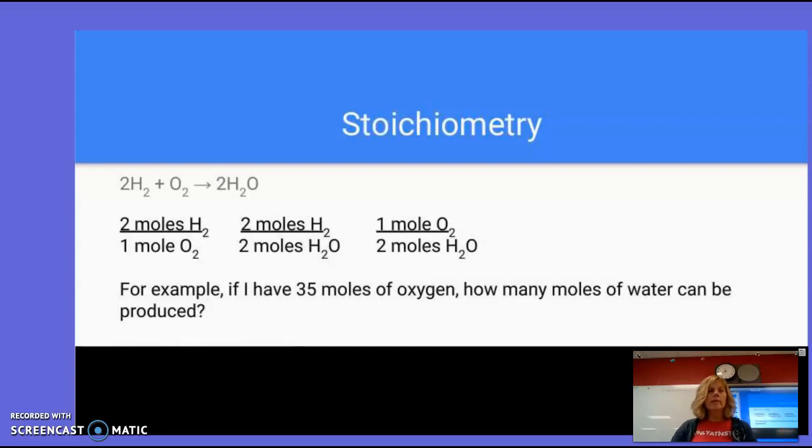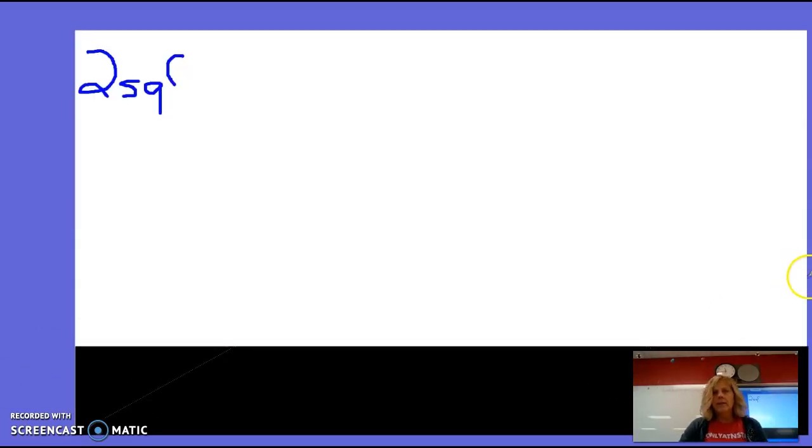So let's do an example. Let's say that I have 35 moles of oxygen. Okay, so here's a good demonstration of using stoichiometry. Let's say that I want to make a s'more. And in order to make a s'more, I need to have the right ratio of ingredients. And before I can know my ratio, even though a s'more is super simple, I have to come up with a recipe for how to make a s'more the right way.